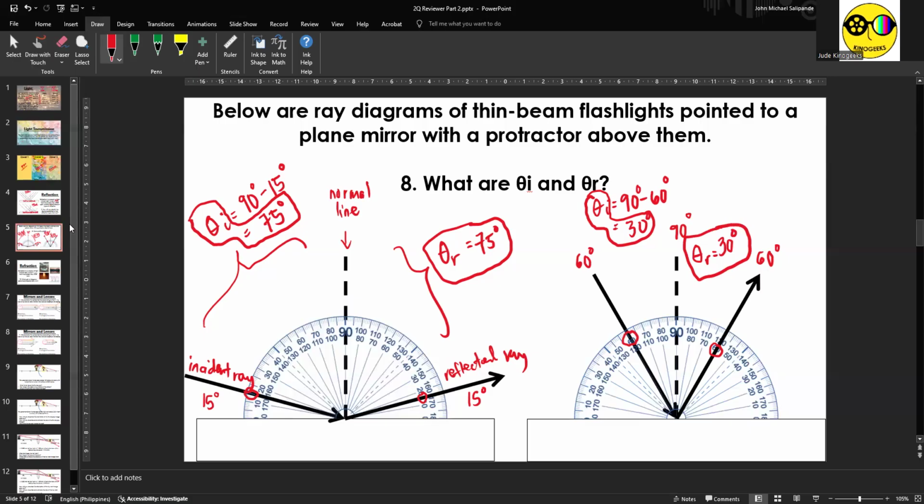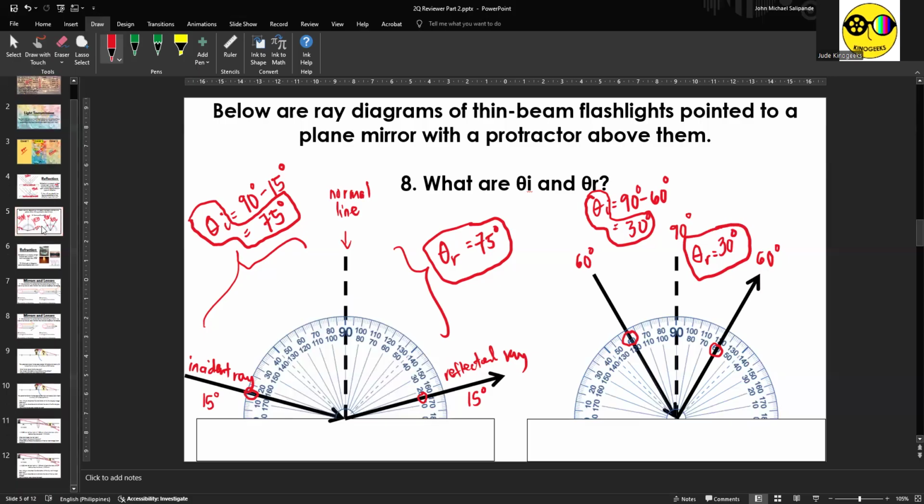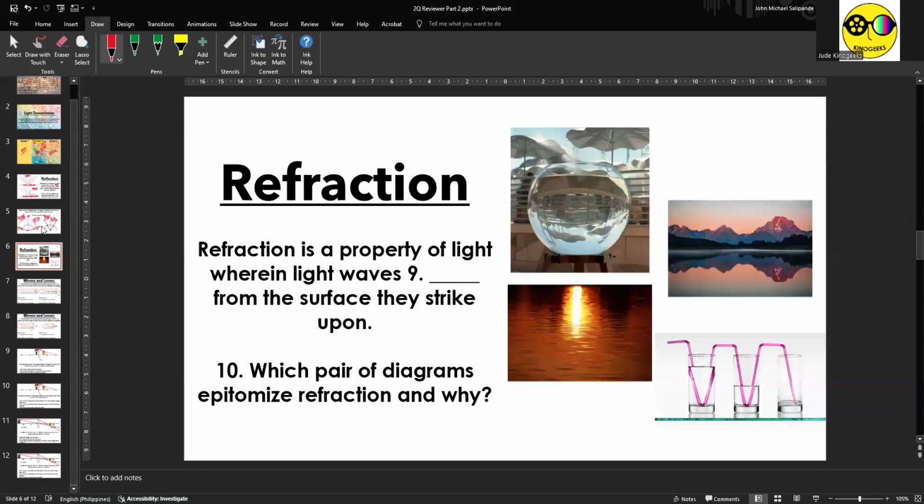All right, let's move on to the other property of light called refraction. Refraction is a property of light wherein light waves bend from the surface they strike upon. If reflection bounces light waves, refraction bends light waves. Ayan, na bigay ko na yung sagot. So number 10, which pair of diagrams epitomize refraction and why?